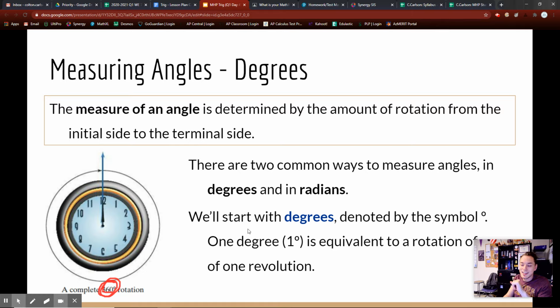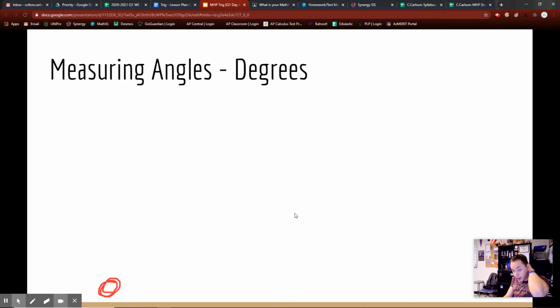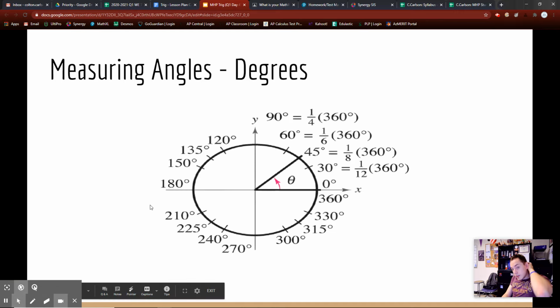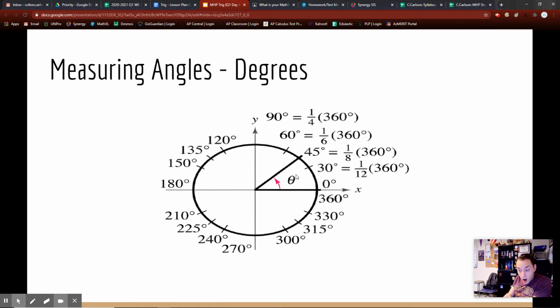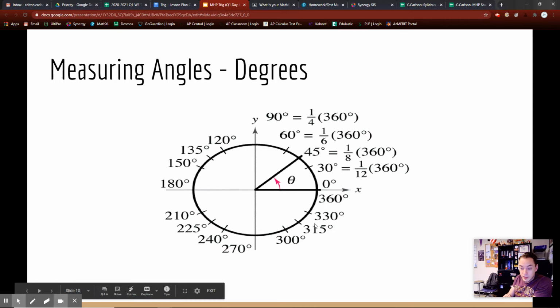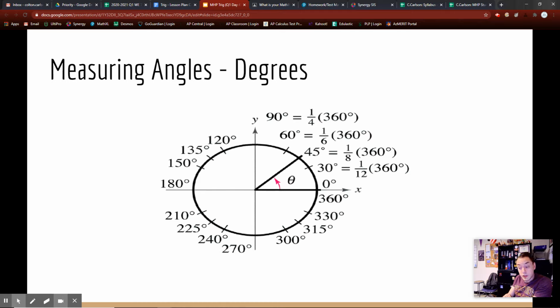Regardless, there's two ways to measure angles. Number one, degrees, which we're going to go through, and number two, radians. All right. Now, measuring angles, degrees. You'll see something like this and you're like, what? Don't freak out, okay? I'm actually going to go really fast. You don't need to write this down, by the way. This is what we call the unit circle, okay? But we're not going to be doing this right now.